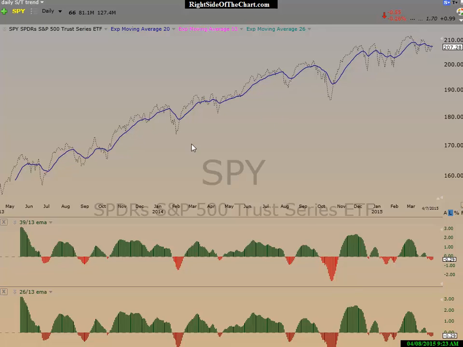You can, of course, pause the video and take a look at this. You have a divergent top here on this pair. Now, these moving average pairs aren't shown above. I don't have the moving averages up top because I don't want to make this chart too busy, so I simply use the histogram. This is a 13 and 39 exponential moving average pair plotted against the S&P 500, as well as a 26 and 13.